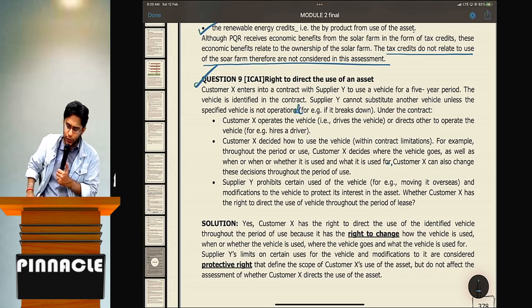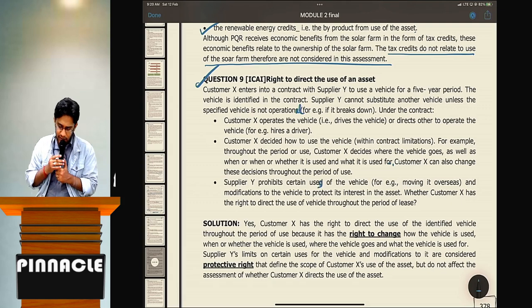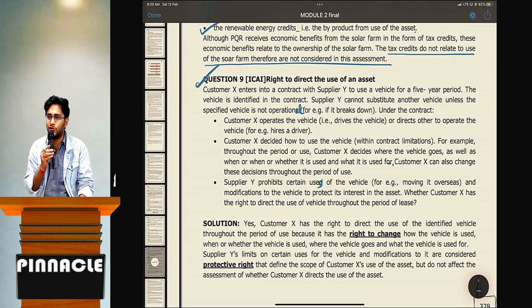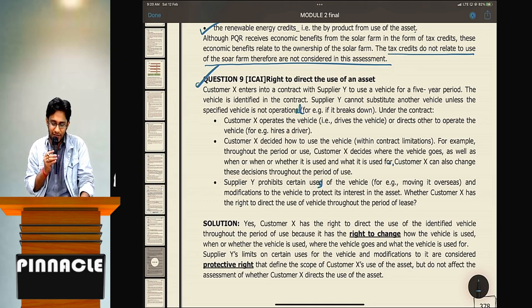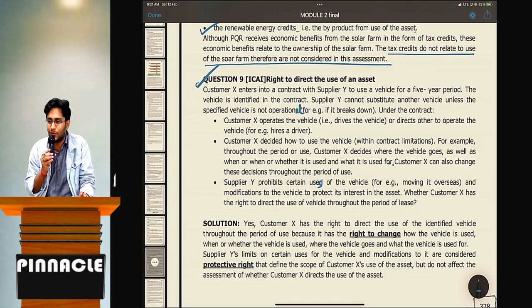Supplier Y prohibits certain uses of the vehicle, for example moving it overseas. Just because I give you a car, somehow you should not travel to Pakistan and leave it there. And modifications to the vehicle are restricted to protect its interest in the asset. Whether customer X has the right to direct the usage of the vehicle throughout the period of usage.